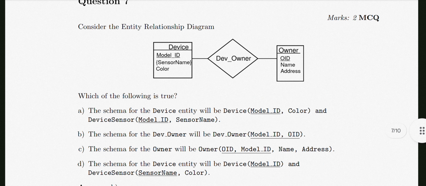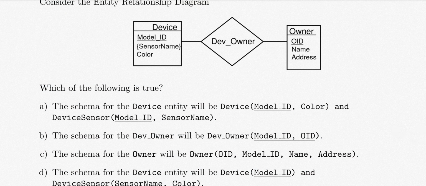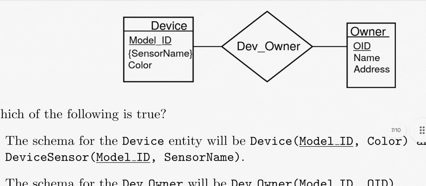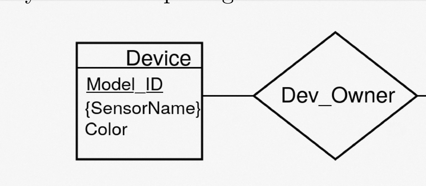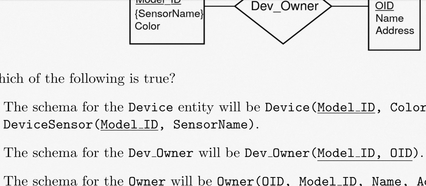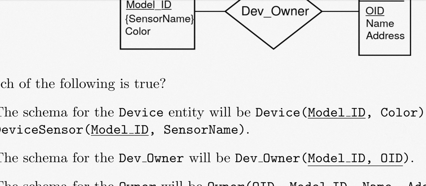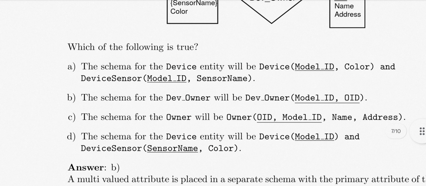Question number 7. Which of the following is true? The schema for device entity will be device with model ID, color, and device sensor with model ID, sensor name. No, it can't be right. Even if sensor name is multivalued, we represent it as multivalued by giving curly braces. But this is not the right answer, because if we write like this, model ID and sensor name together should be underlined. Here it is not underlined, so option A is not correct. What about option B?